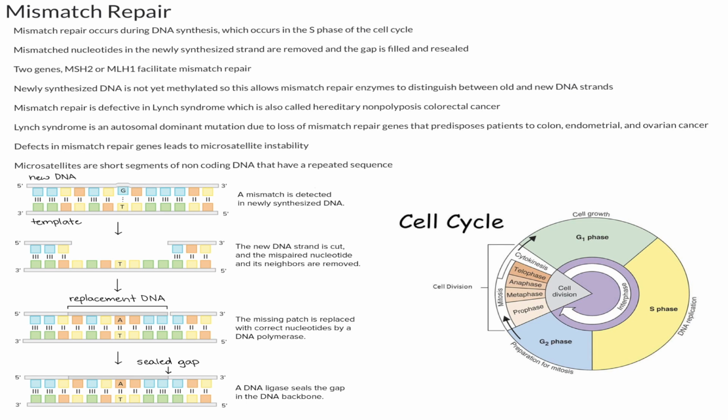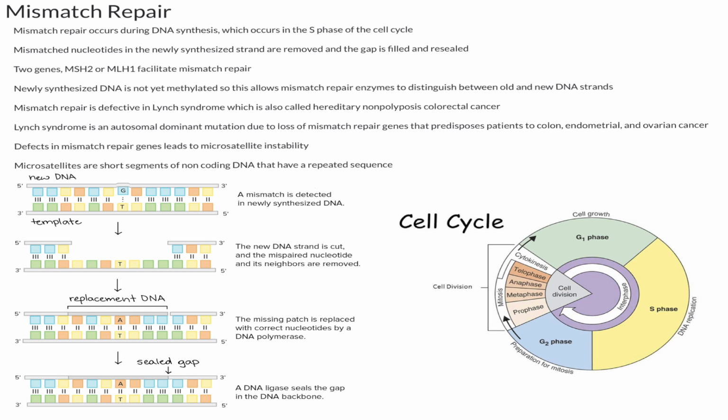Something else to mention is that this occurs in the S phase of the cell cycle. So this makes sense because the S phase is when you have DNA replication. And so if you have a mismatched base in DNA replication, that's when you ideally want to fix it. Now let's talk a little bit about what happens if you have issues with mismatch repair.